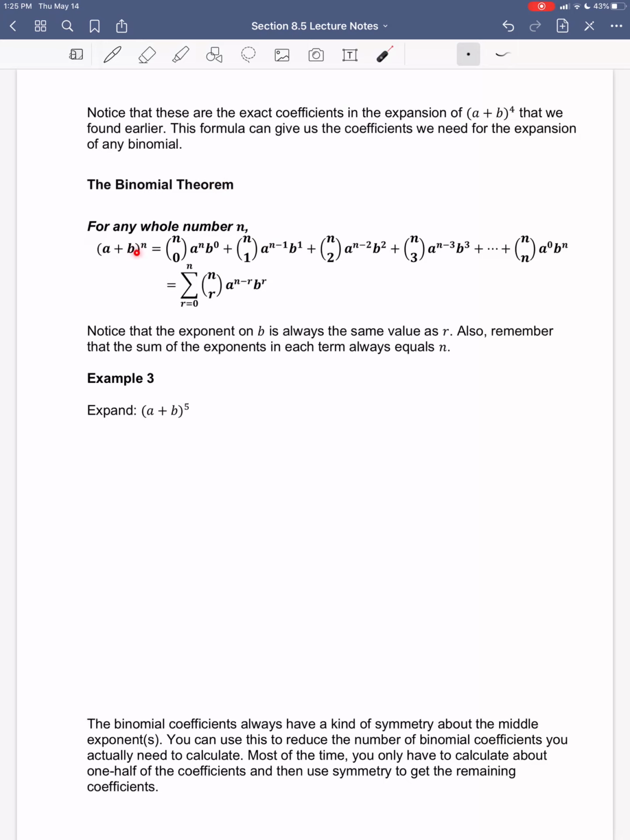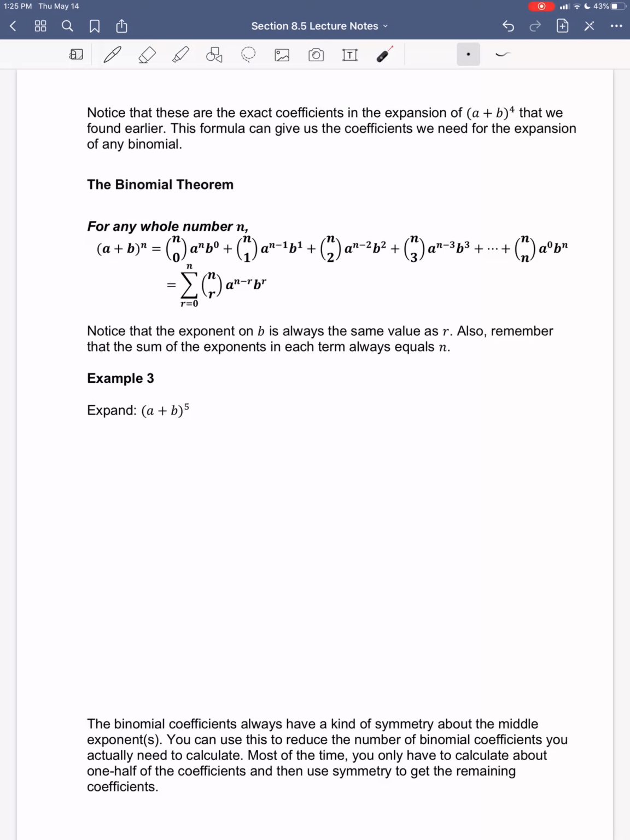If we have a plus b to the n, we always start with n choose 0, and we've got a to the n, and we have b to the 0. Then we go to n choose 1. The a goes down 1, the b comes up 1. And then n choose 2, the a goes down another one, so a total of 2. And now we have b squared. And that continues all the way along.